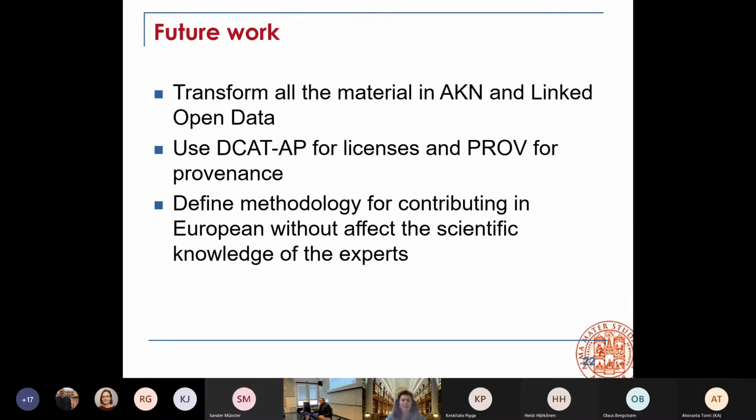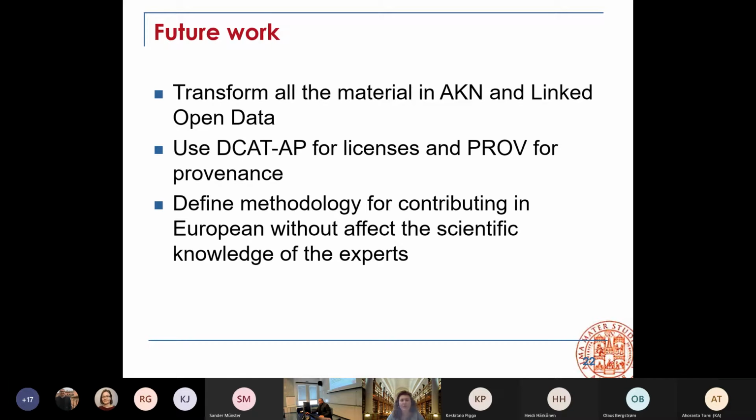So what are our interests and what are we working on? We are working on transforming all this material using Accomantoso and TEI, from time to time, or Enrich, that is a special extension of TEI for manuscripts. We use linked open data. We have PhD students that are transforming everything of these databases into linked open data.